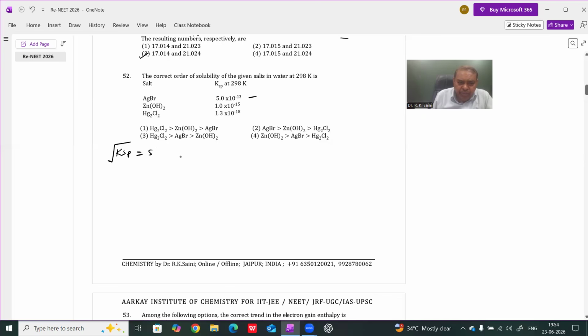In this case, KSP is 5 into 10 to the power minus 13, or we can say 50 into 10 to the power minus 12, and its root is nearly 7 into 10 to the power minus 6 in case of AgCl.